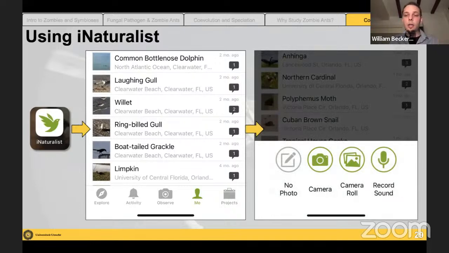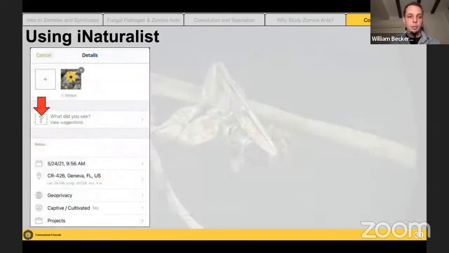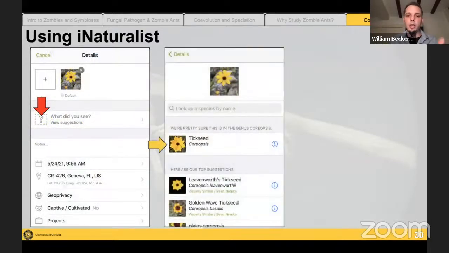And then you can select to take a picture. And once you take a picture, it'll actually give you this option about what did you see, and it will give you a recommendation. So in this case, it thinks that this flower I took a picture of is a tick seed. It's then up to you to curate. So it'll give you other suggestions, and you have to pick the one that makes the most sense based on visual cues. So it's not entirely done by computers. It also requires a little bit of input from the user.